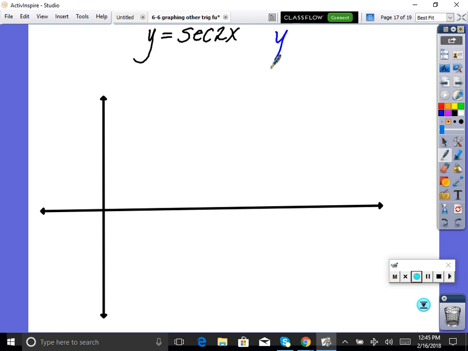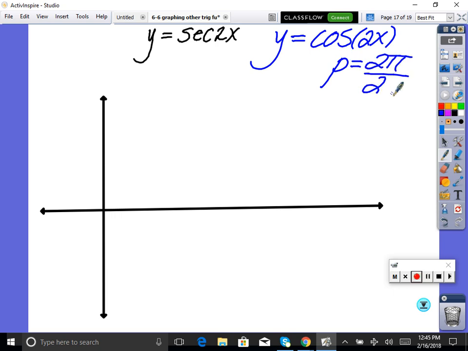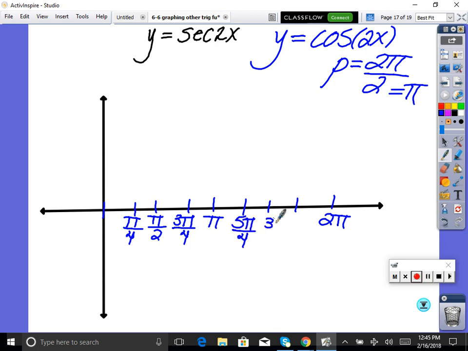Okay, let's go quick. So we'd graph cosine of 2x, would we not? So my period would be 2 pi divided by 2, which is pi. Luckily, because there's no shift left and right, I don't have to use the parent function. So I just go, okay, 1, 2, 3, 4 tick marks puts me at pi. 1, 2, 3, 4 is 2 pi, and then we'd fill in the rest. So then cosine is max, 0, min, 0, max, 0, min, 0, max.